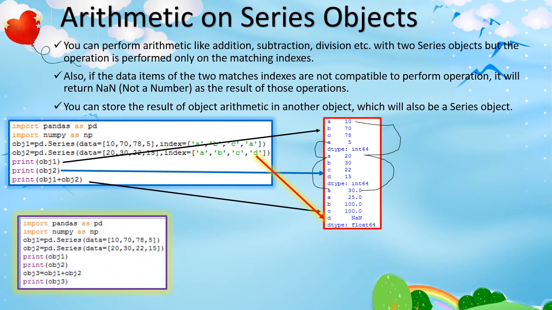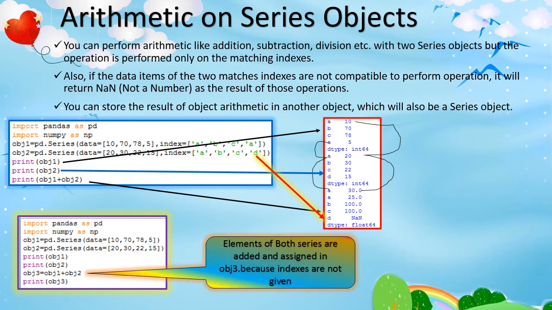And next we are adding the two objects and assigning the result to some other object. Next we can print it also.